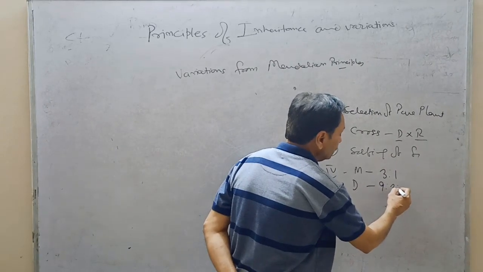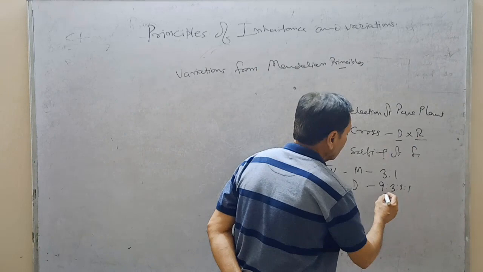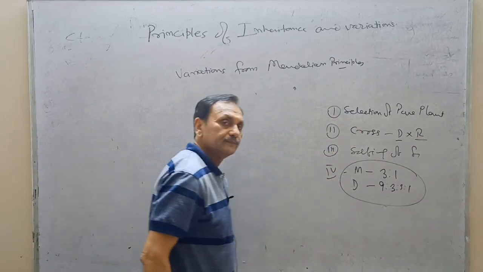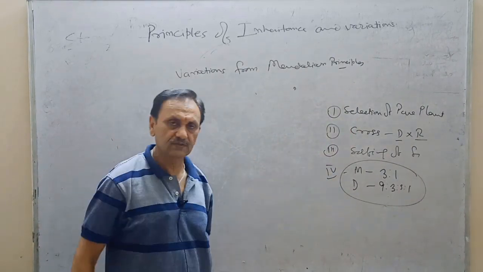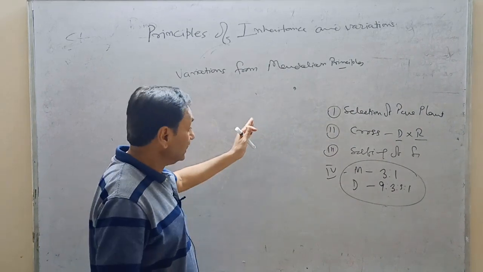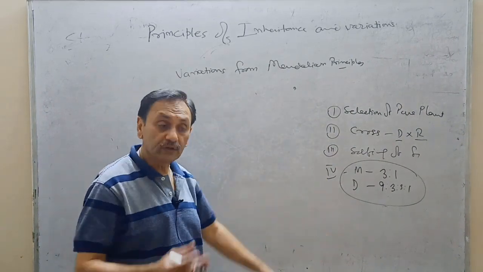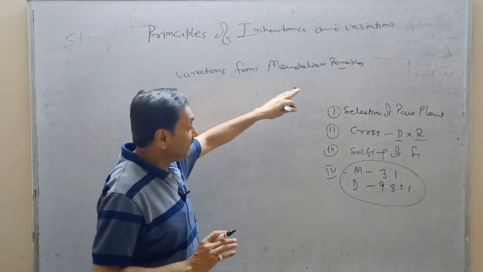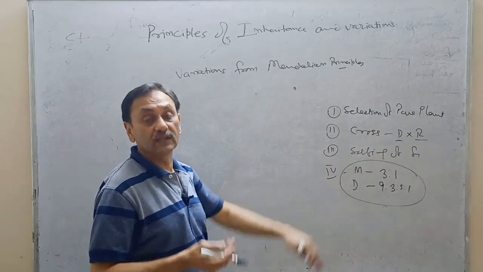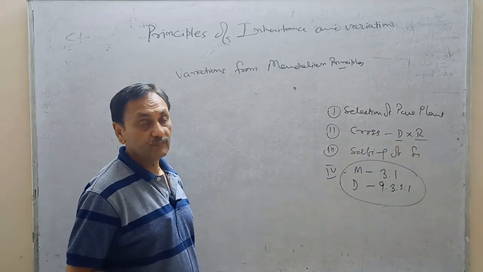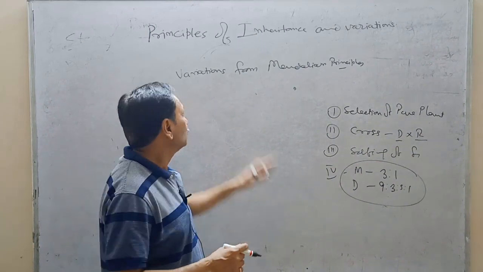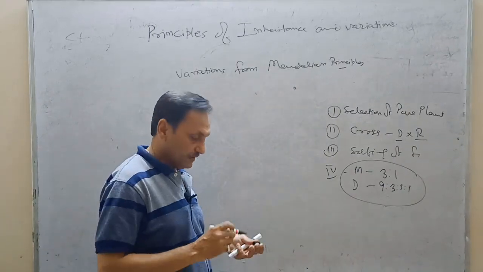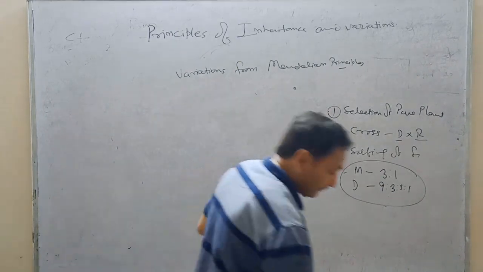and in a dihybrid cross, the ratio is 9:3:3:1, and that is the phenotypic ratio. It has been discussed in the previous lecture, and we have discussed how to get the genotype. Now today we will discuss what it means if this ratio is not there, and that is called variations in the Mendelian principle.